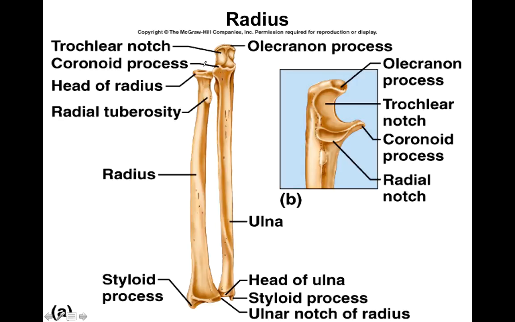Things to know for the radius is the head of the radius. Notice that the head of the radius is like a circle, which is why it's called the radius. The radial tuberosity. A lot of muscles attach to the radial tuberosity, even though it's small. The styloid process. You can feel the styloid process in your wrist as you move down the radius. You can start at the thumb and move your fingers down until you feel that little bump. That's the styloid process of the radius.